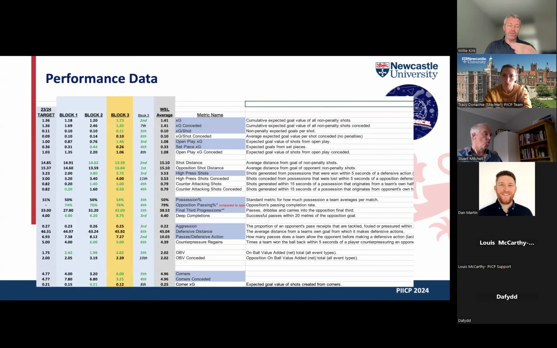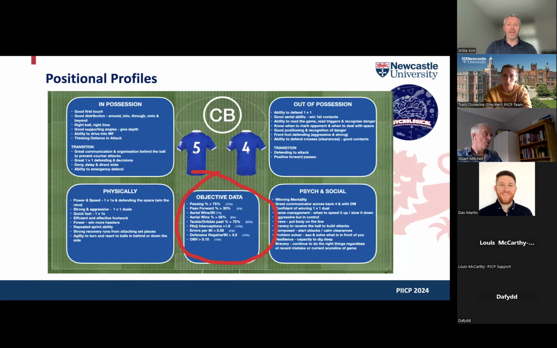And then, as I said, the level below that, which was really important for individual players, was this is what we wanted a centre-back to look like. But this was the objective data that would let us know and let the player know if they were performing at the levels that we wanted.